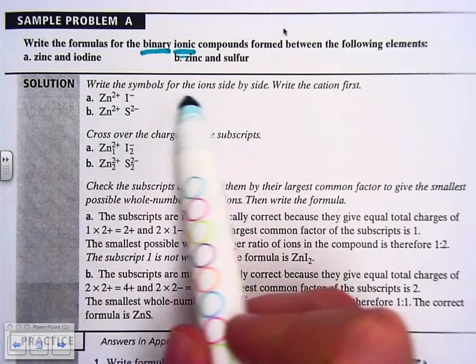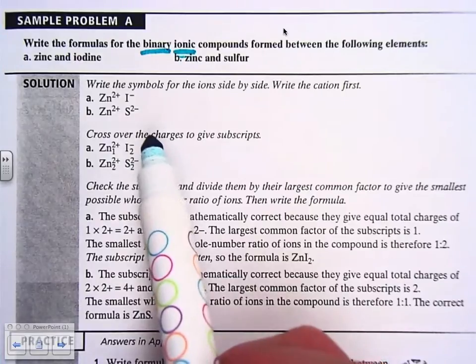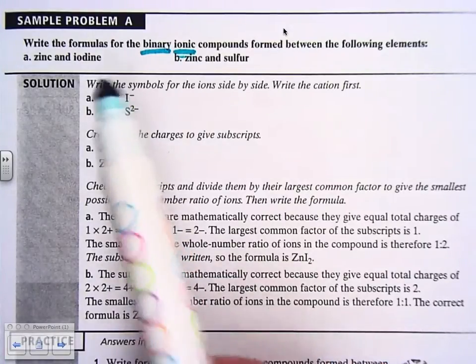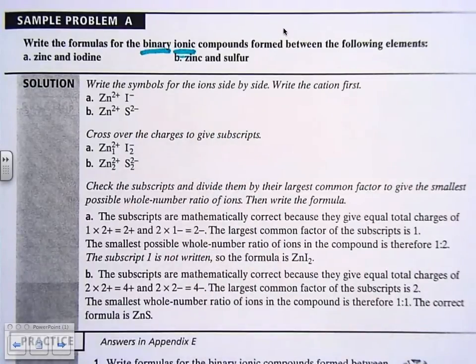Write the symbols for the ions side by side. Then write the cation first. You know, I've changed my mind. I want you to take out a piece of paper and label it practice problems. If you're doing your practice problems in your notes, change the color of your pen so it's very clear that these are the practice problems. When you have your paper ready, go to the next video.